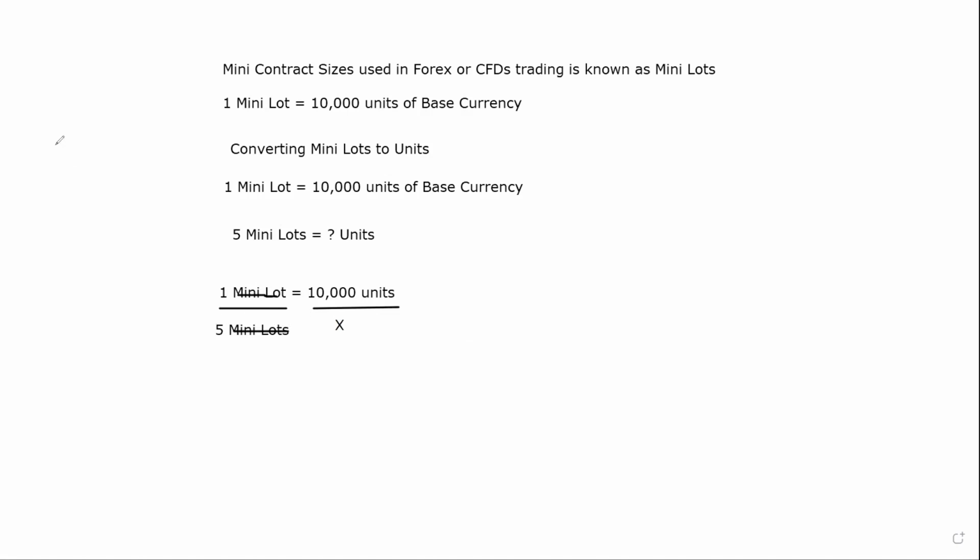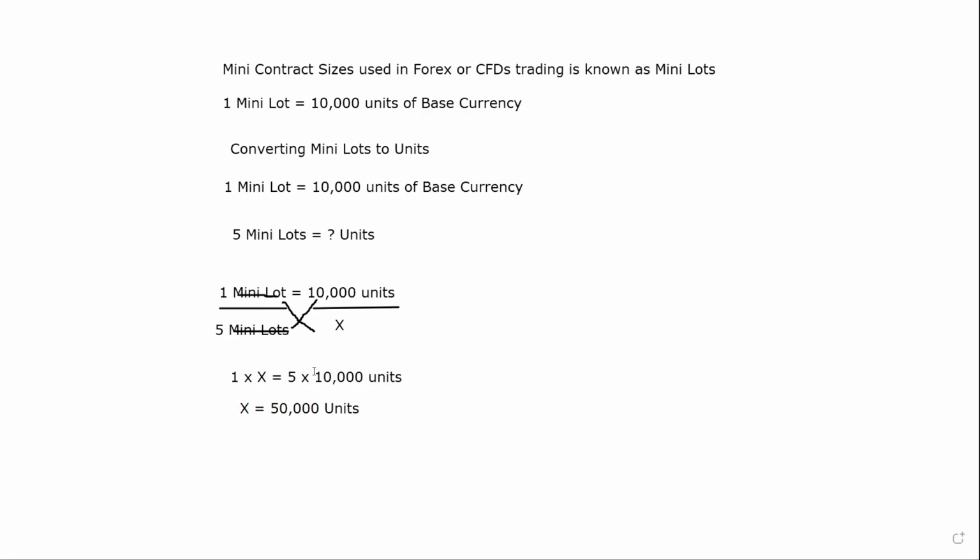Now, next, we're gonna cross multiply. All right. So after performing cross multiplication, we get 1 into x is equals to 5 into 10,000 units. Okay, so 1 into x becomes x. And 5 into 10,000 becomes 50,000. All right, so it's simple. So X is equals to 50,000 units.